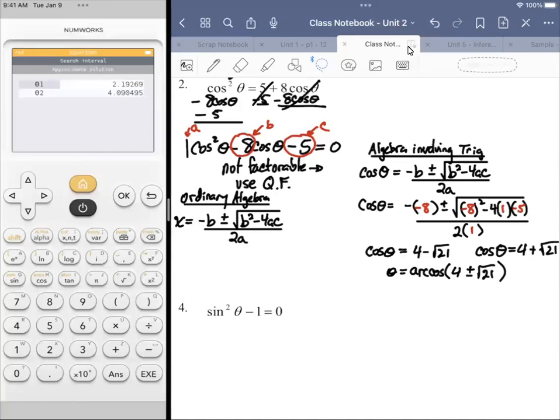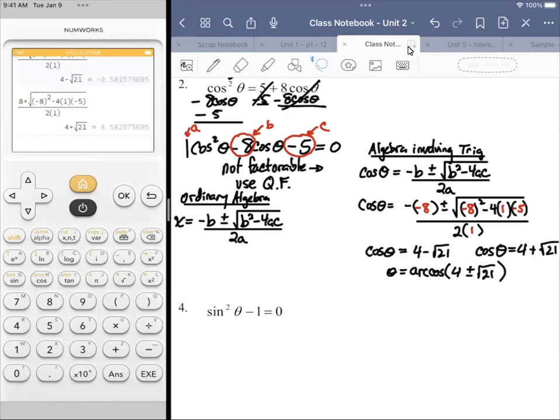Another way to do it, which is probably less popular, would be to graph this equation and see how many times it crosses the x-axis. So you can do that too. But I'll do the arc cosine.